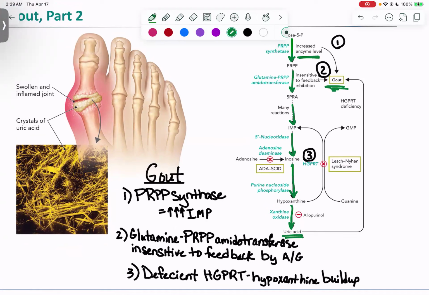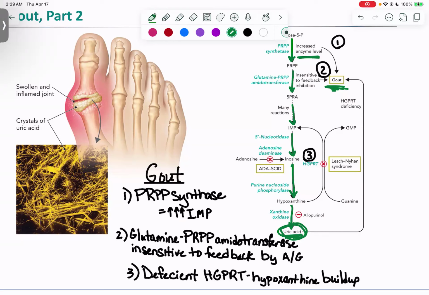The second way is if your glutamine PRPP aminotransferase, which is supposed to be feedback inhibited by its products, is insensitive to that feedback, then it's not going to stop when it should. Again, your pathway is going to keep going. You're going to build up uric acid. That's going to lead to gout.